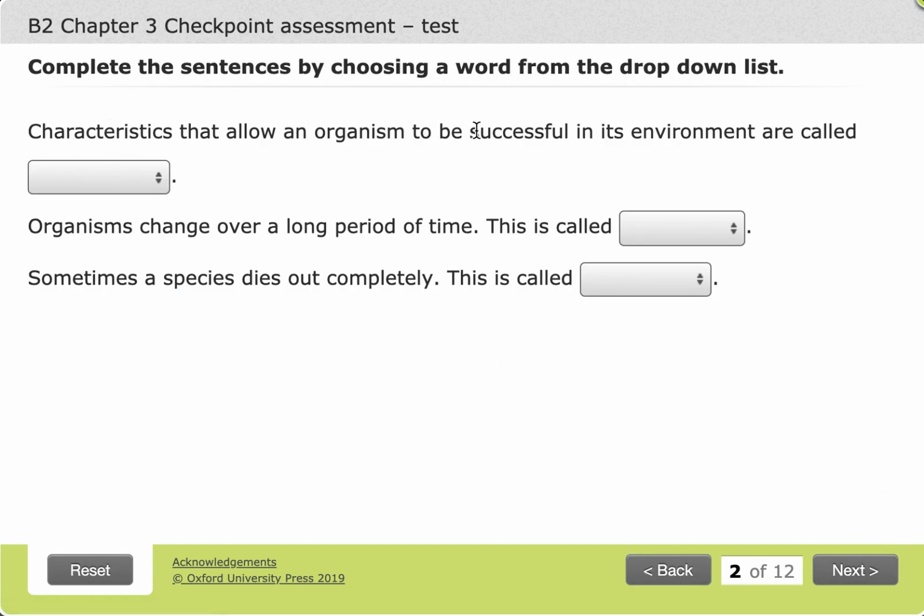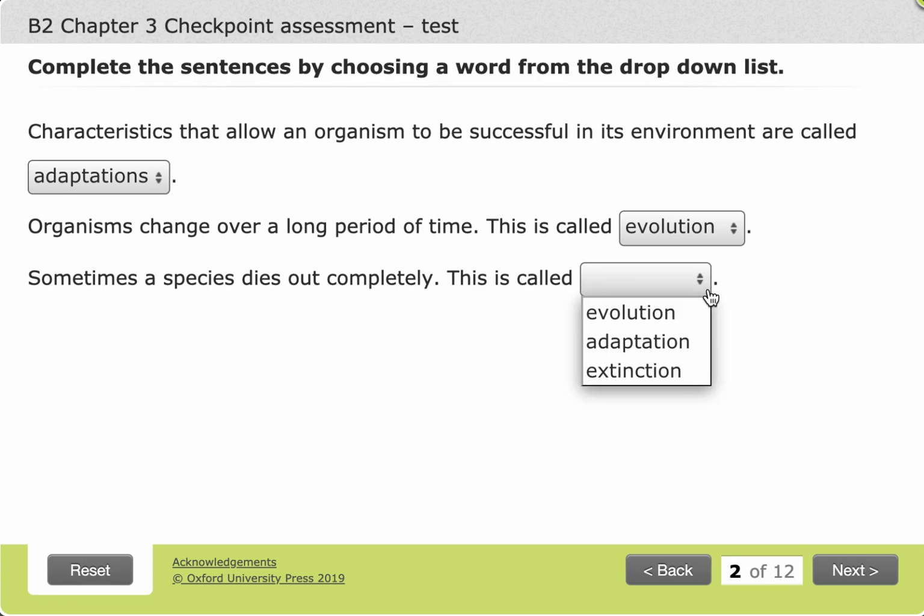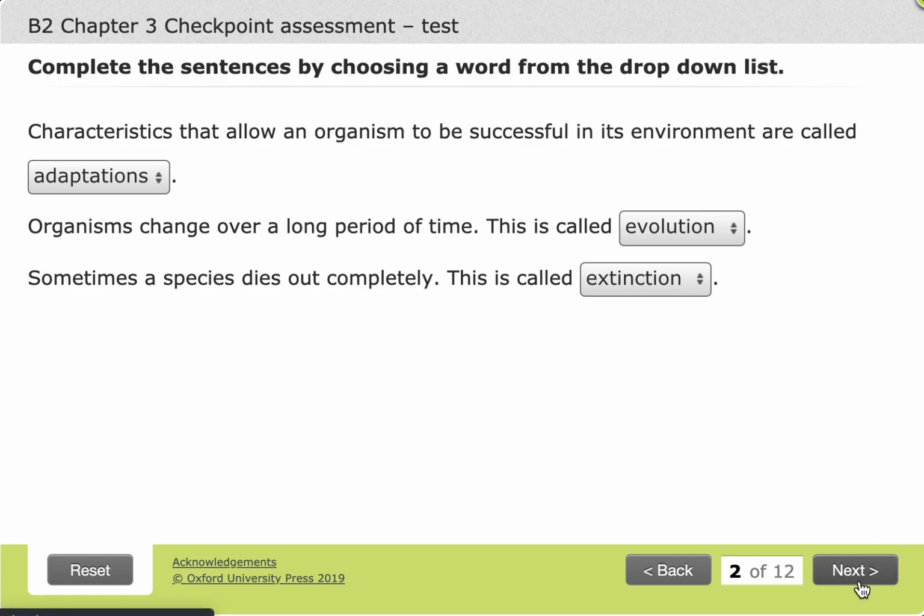Now we're looking at just some definitions. We have characteristics that allow an organism to be successful in its environment. That is called an adaptation. Then we've got organisms changing over a long period of time. Well, that is, as we know, called evolution, not revolution, very different things. A species dying out completely is called extinction. Remember we said that when an organism is extinct, then there are no known instances of that animal being sighted.